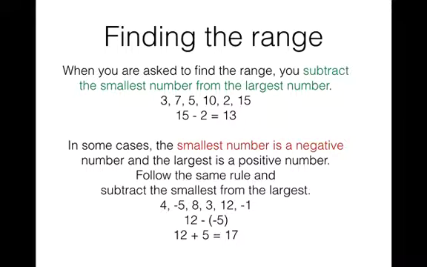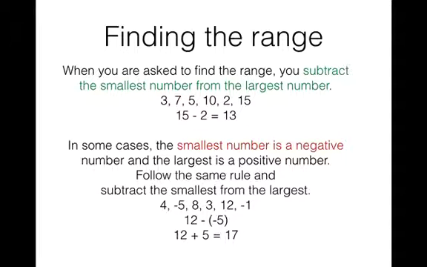Now, in some cases, the smallest number is a negative number, and the largest number is a positive number. You have to think about this a little bit. You follow the same rule as above, and you subtract the smallest from the largest. Okay, now think about this. The numbers are 4, negative 5, 8, 3, 12, and negative 1. So out of all those numbers, the smallest number is a negative 5, and the largest is 12. So you're going to be subtracting the negative 5 from the 12.